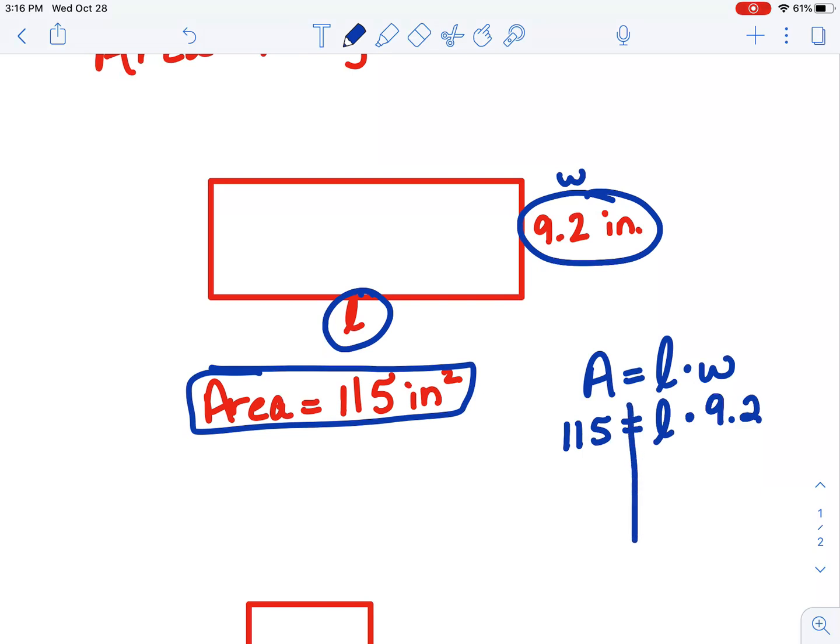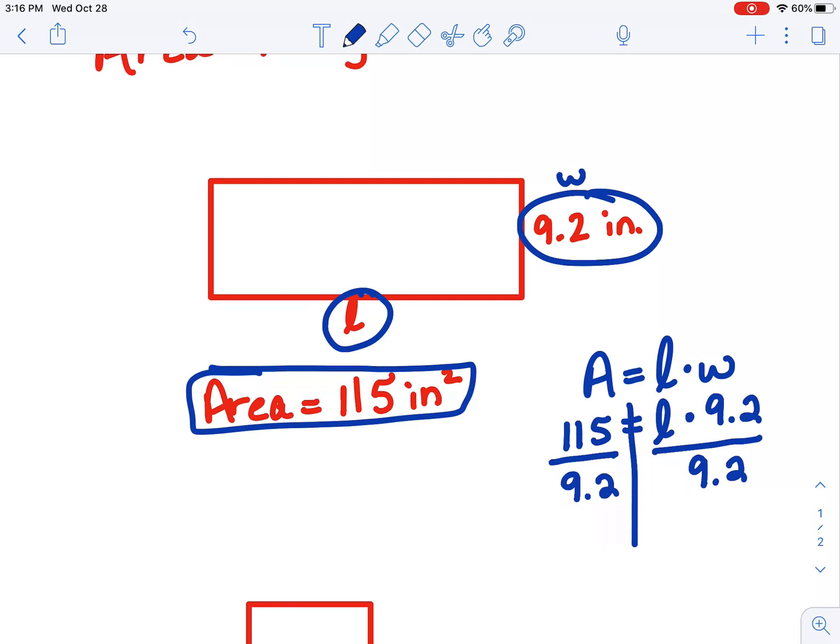So now you want to solve for L. I want to get L by itself. Now, we've never had L on the right side, but that's okay. We still do the same thing. So I want to get L by itself. So instead of multiplying by 9.2, I do the opposite and divide by 9.2. Whatever I do to one side of the equation, I have to do to the other. So I would divide this by 9.2.